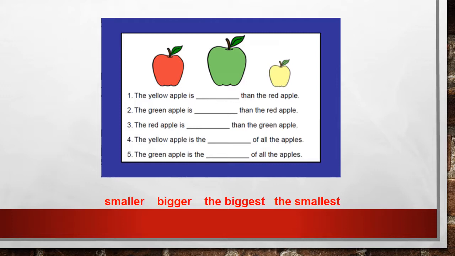But sentence 4 and 5, we don't compare two things. Look at the end of the sentence, all of the apples. The yellow apple is the smallest of all the apples, and the green apple is the biggest of all the apples.